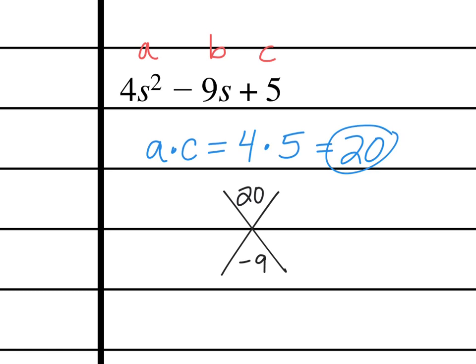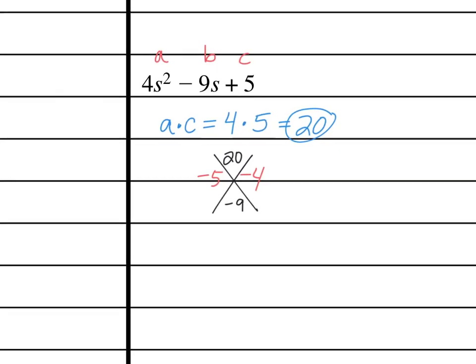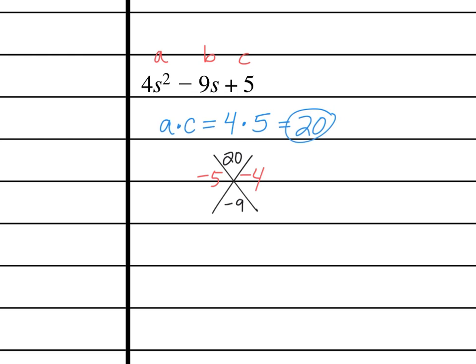Okay, please find your two numbers. Carson, what are the two? Negative 4, negative 5. Bingo. Next step, split the b term. I'm looking at the poster, it's also on the front of your notes. Split the b term using the two numbers you just found. So take negative 9, and instead of putting negative 9, you're going to put negative 5s, negative 4s. So it's still 4s squared.